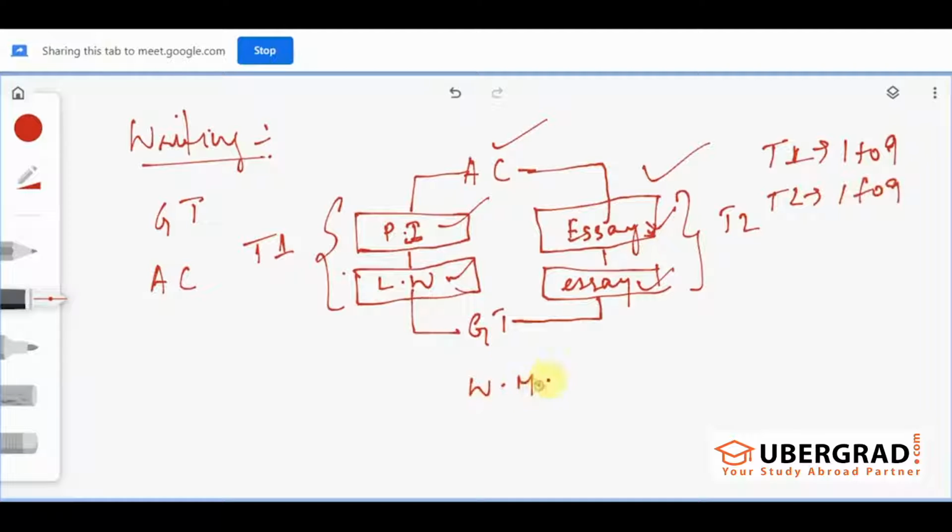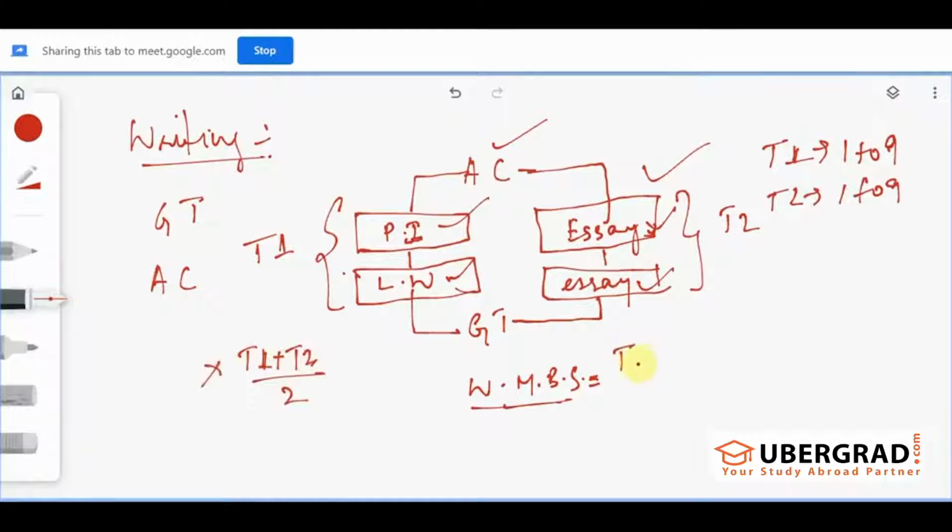So how do we get the band score for the writing module? Okay, so we expect it to happen something like this: band score for writing task 1 plus the band score for writing task 2 divided by 2. This is how we expect to get the writing module band score. But this is not how it happens.